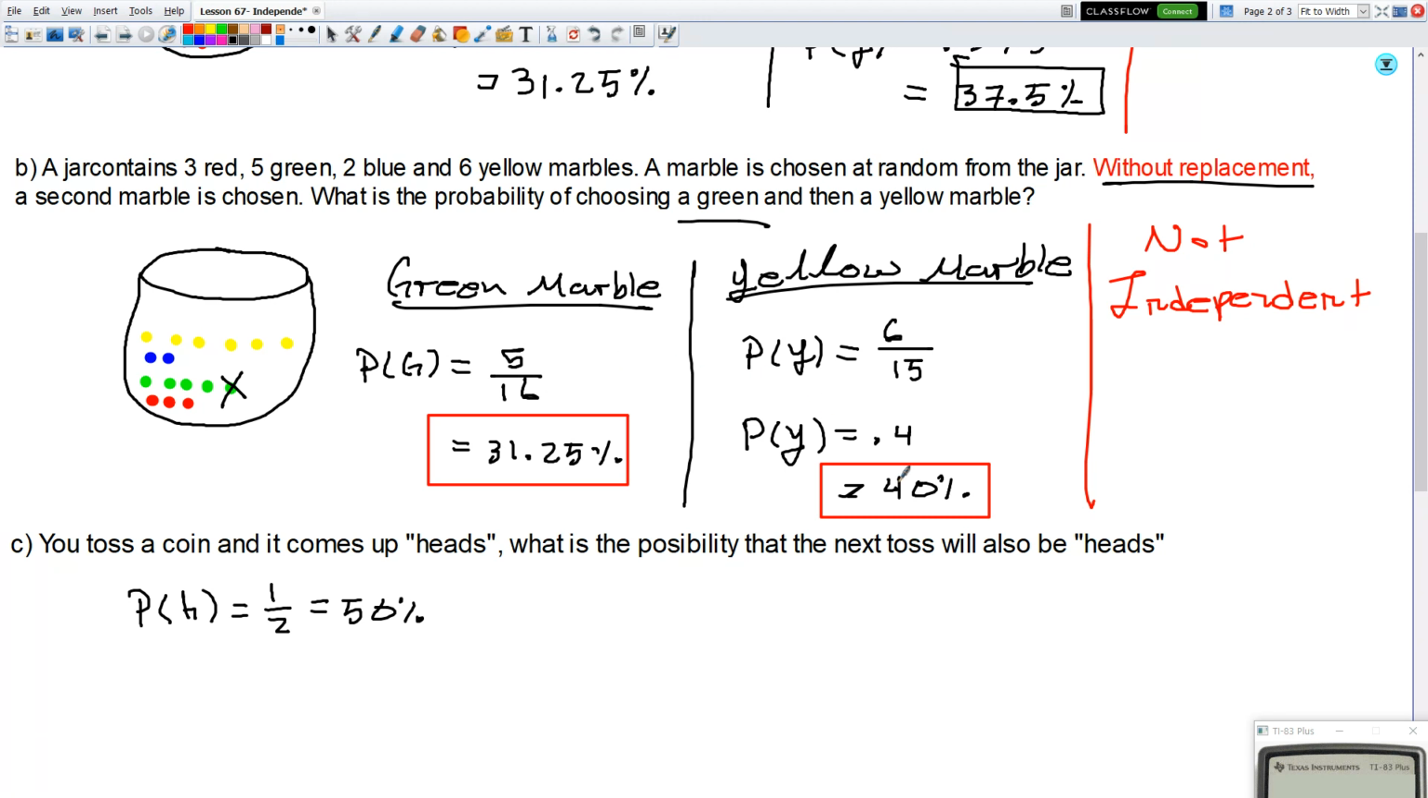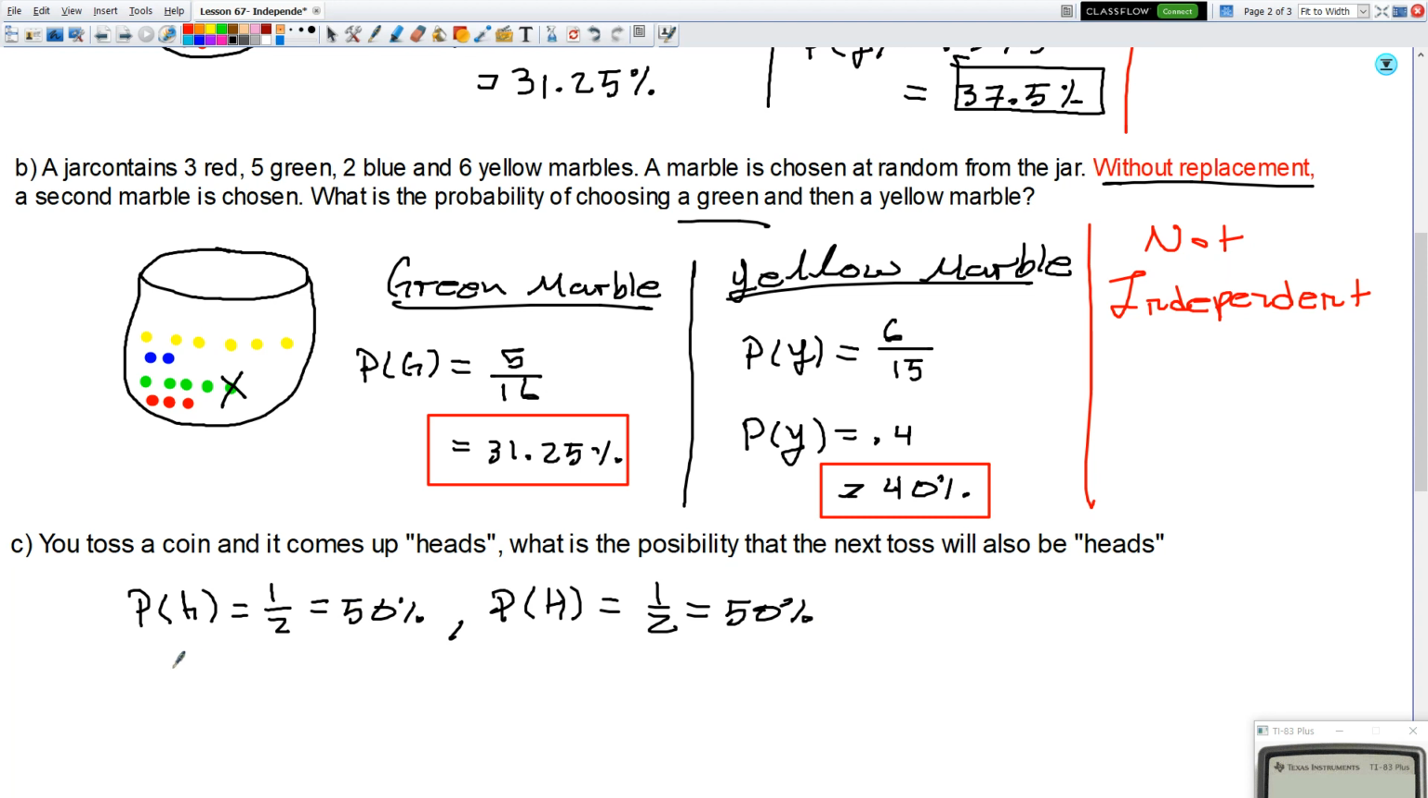And then it says, what is the probability for your next toss to be heads as well? Well, we have not changed the coin. We're still talking about the same probability because we have not changed the coin. We're looking at the same scenario. Nothing has been replaced. So the probability for you to be choosing heads again is still 1/2, which is 50%.